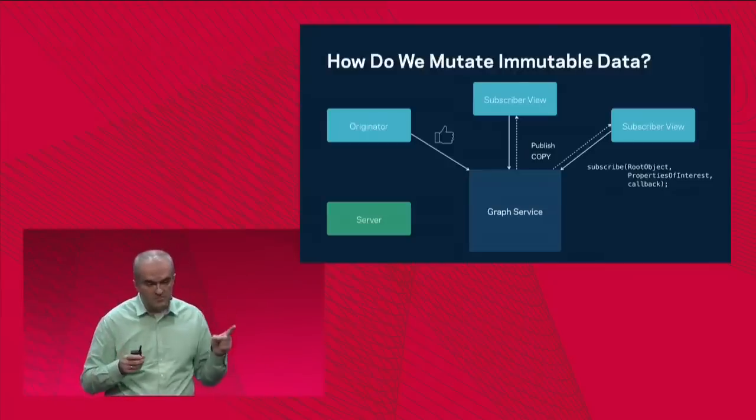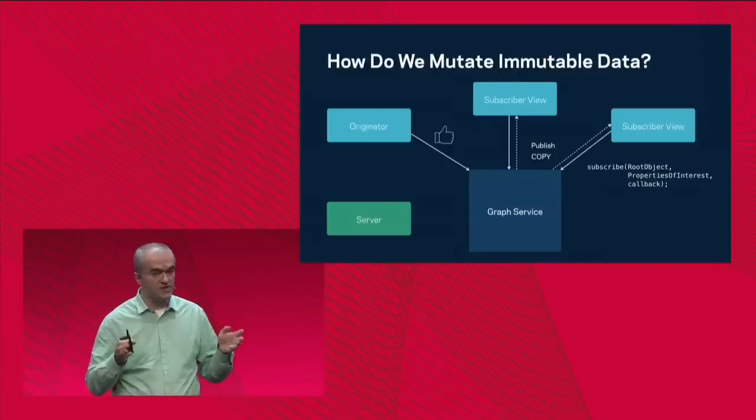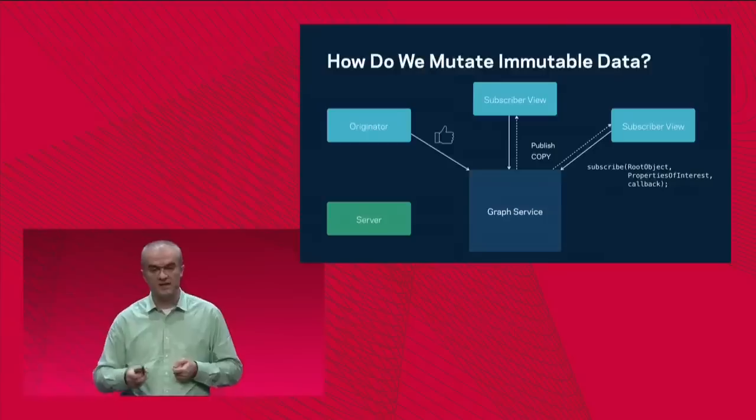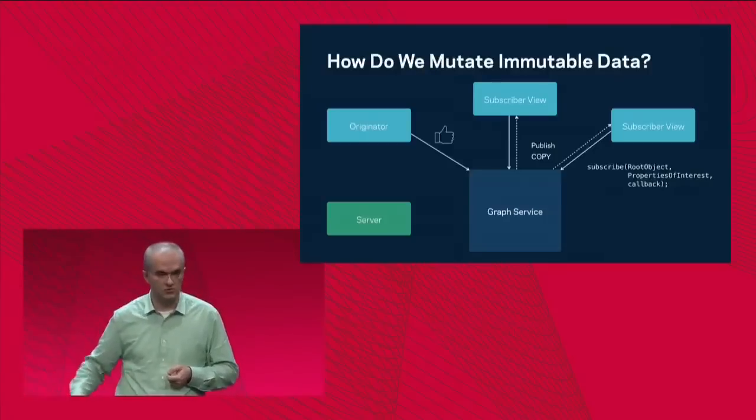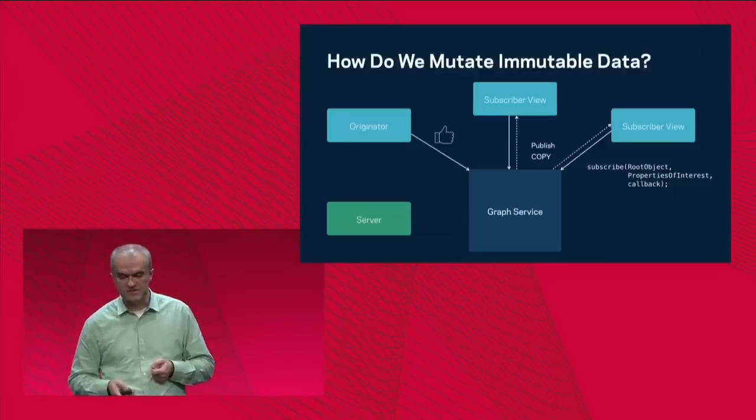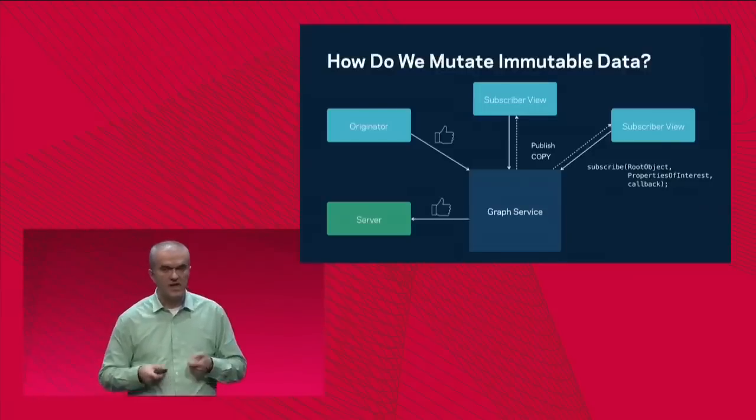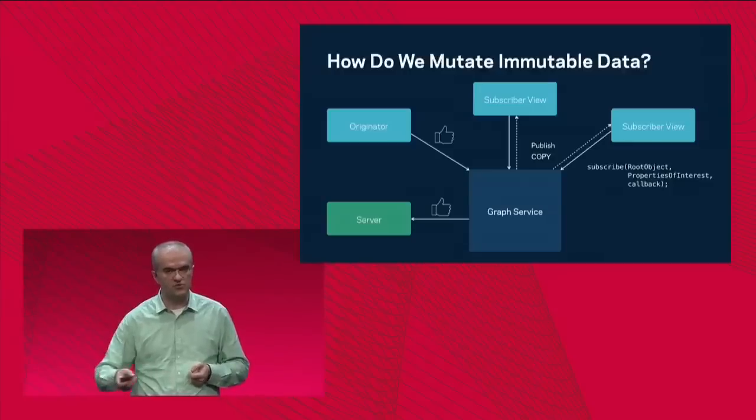Having only one copy means that we are not going to waste a lot of memory. Whenever they get a new copy, they will throw away the old one. Graph service, we take care of forwarding the mutation to server as well and handling potential failures and rollback locally.